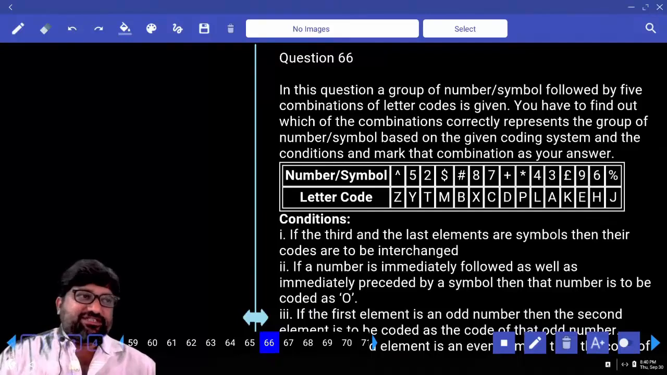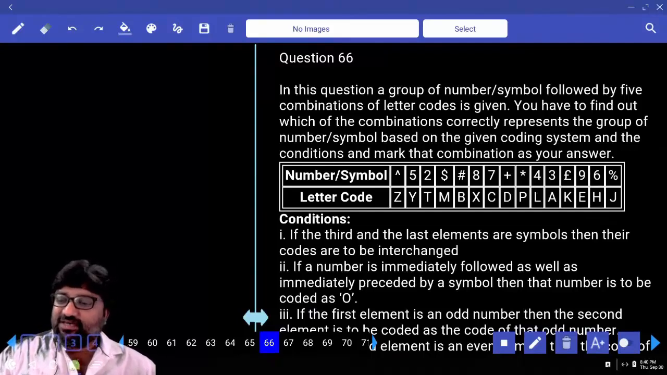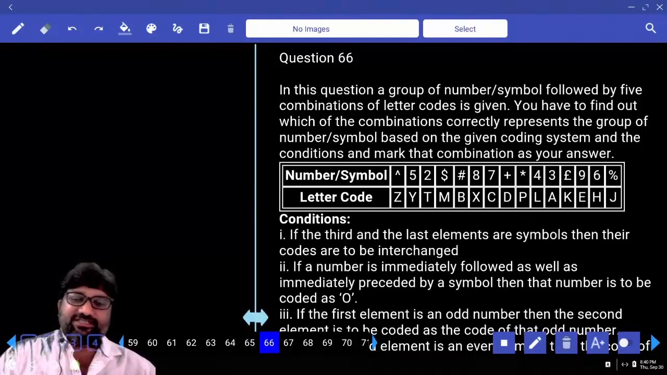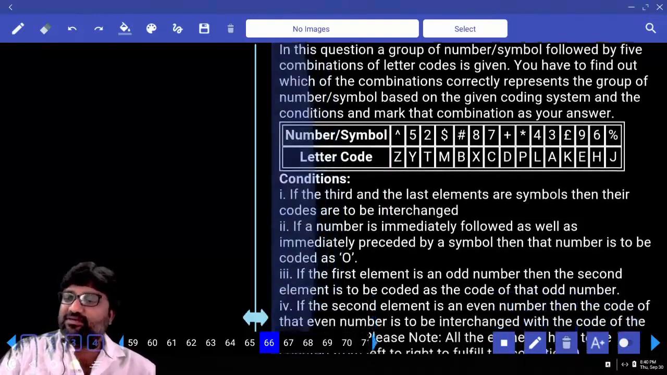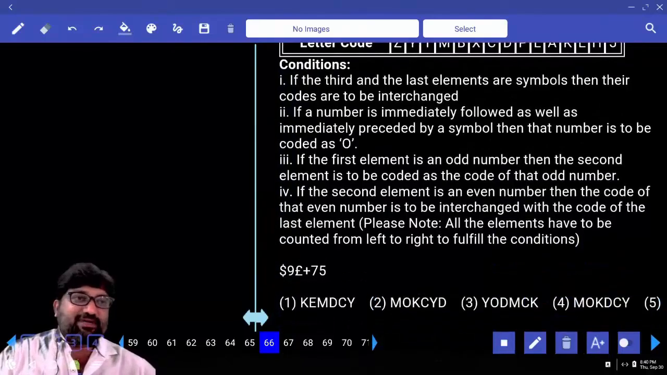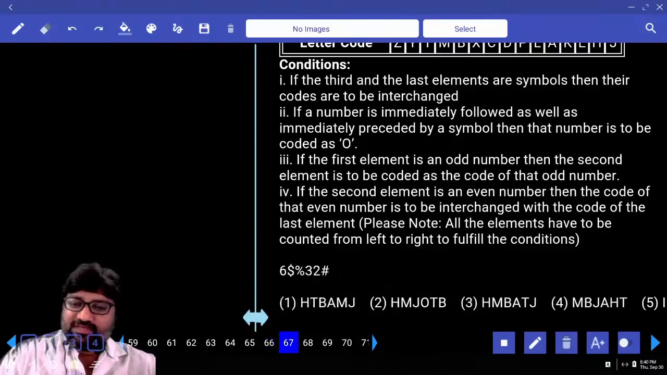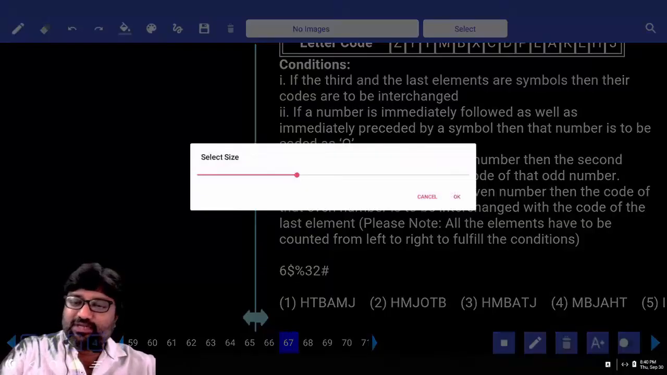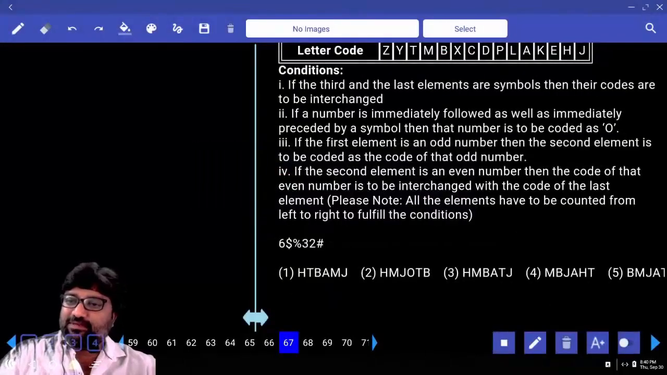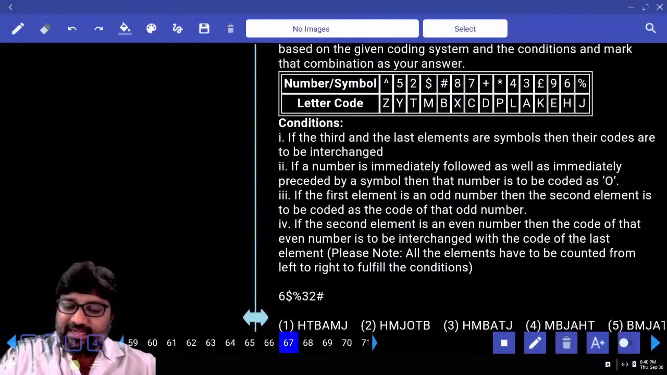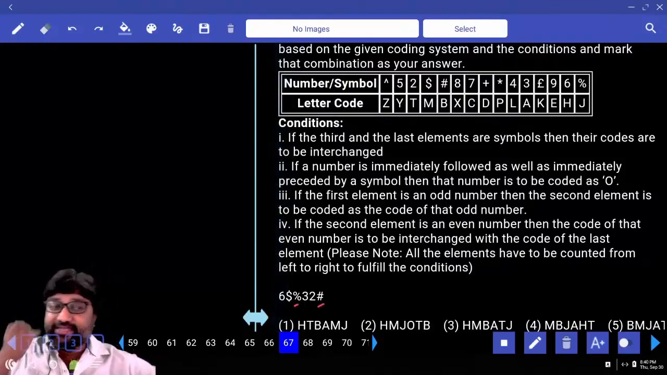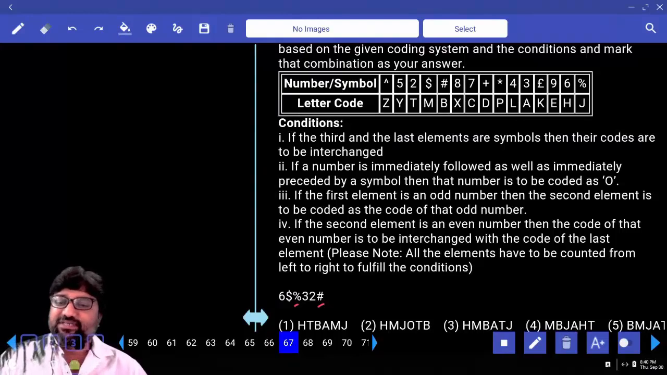Let's read the first condition. What is the first condition? If the third and the last elements are symbols, then their codes are to be interchanged. Now you're talking about third and the last being symbols. 66, is this condition applicable? No. 67, yes. The condition is absolutely applicable. So I have a symbol in the third place and in the last place. What is my duty? I have to interchange these two.